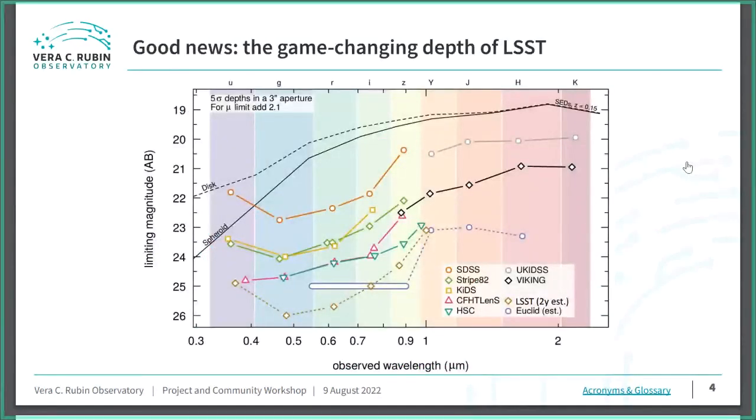However, good news. So this is one of my older figures, but it's still a lovely one. So I still like to wheel it out every now and then. This shows the limiting magnitude as a function of wavelength for a number of different surveys. You can see a 2-year estimated LSST depth right at the bottom there. To put that in perspective, the jump in depth moving from Sloan to Hyper Suprime-Cam will be replicated moving from Hyper Suprime-Cam to LSST in the first several years. So really the amazing potential of LSST and Rubin data observations is quite something. So that's the first bit of good news. Next slide, please.